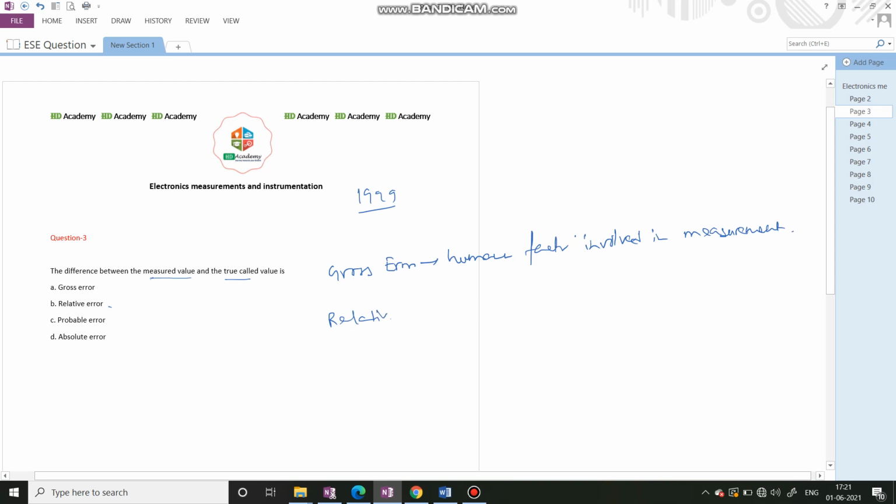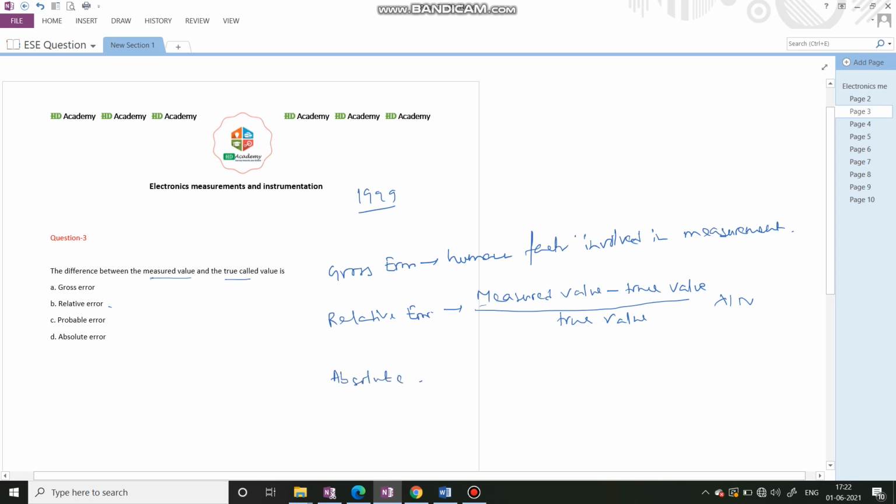Now, what does relative error mean? Relative error means measured value minus true value, divided by true value, and if you want to express the relative error as a percentage, then it will be multiplied by 100.